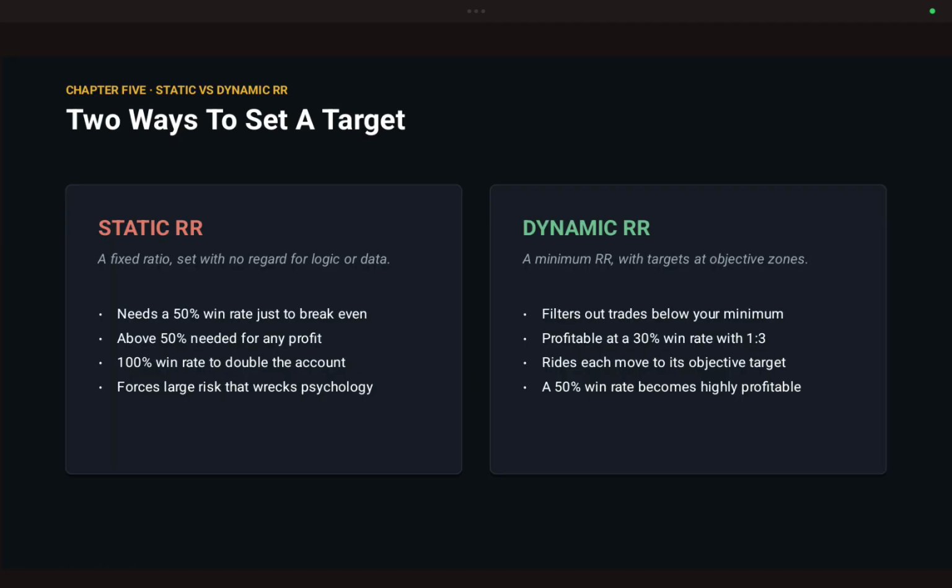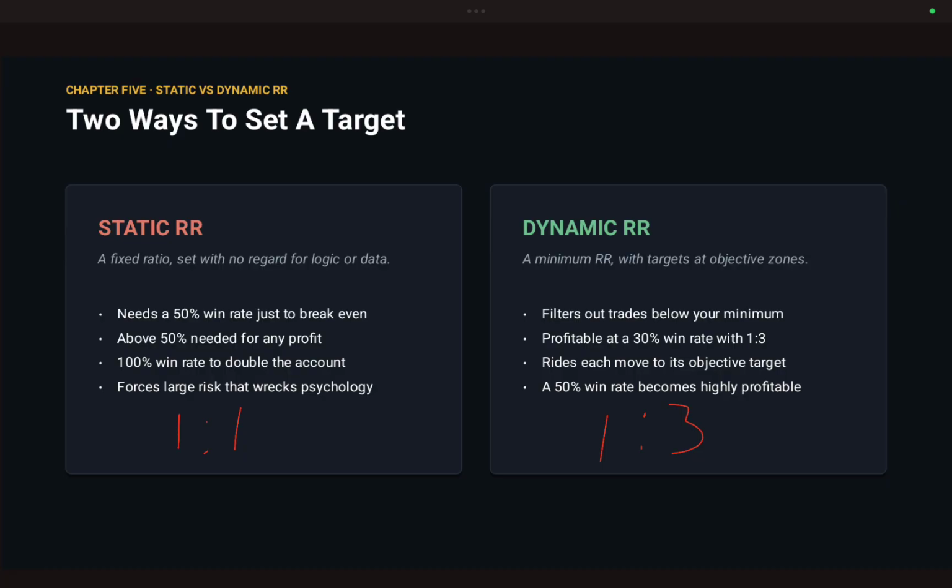Okay, 2 ways to set a target. People that set static risk to reward, a fixed ratio set with no regard for logic or data, need a 50% win rate to break even. Let's assume you are trading 1:1. If you are trading a 1:1 here and you are trading a 1:3 here, now you can see this one. Now you need at least a 50% win rate to break even, risking $1 to make $1. So if you take 10 trades and win 5, you've still not made any money.